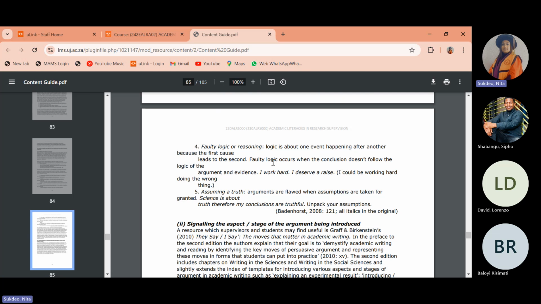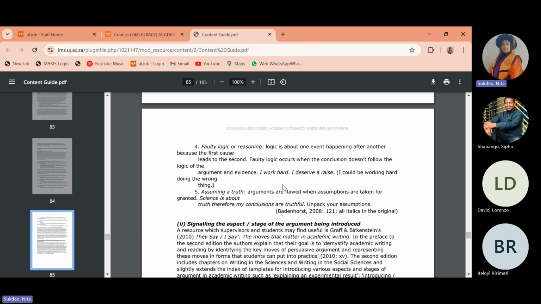Faulty logic or reasoning. Logic is about one event happening after another because the first cause led to the second. Faulty logic occurs when the conclusion doesn't follow the logic or sequence of the argument and evidence. One of the examples that's given to you is, I work hard, I deserve a raise. I can be working hard and doing the wrong thing. Why do I deserve a raise? So you need to now substantiate, putting in the logic.